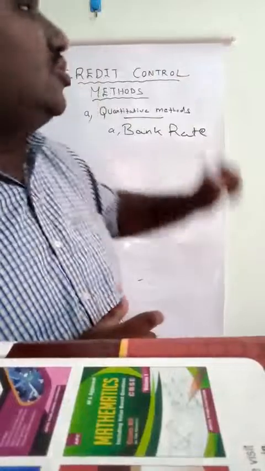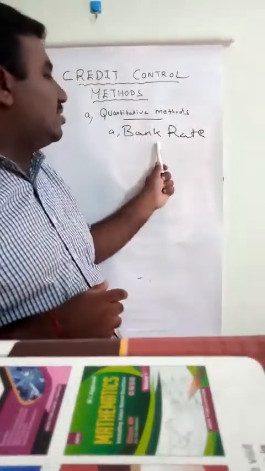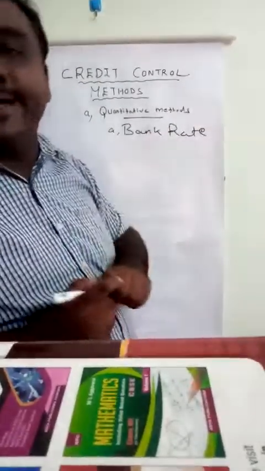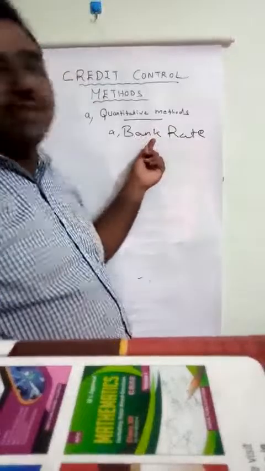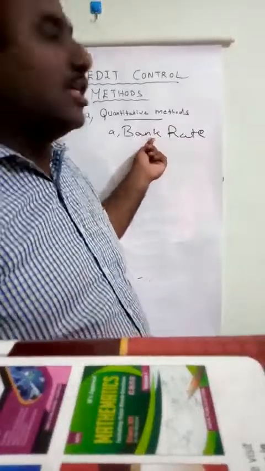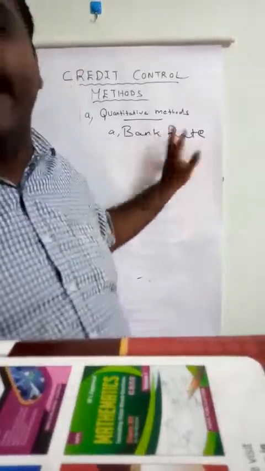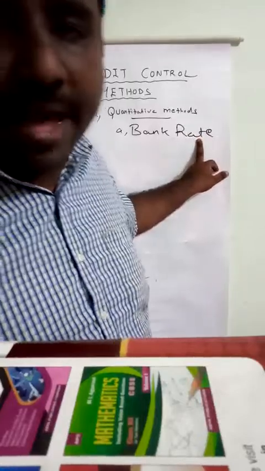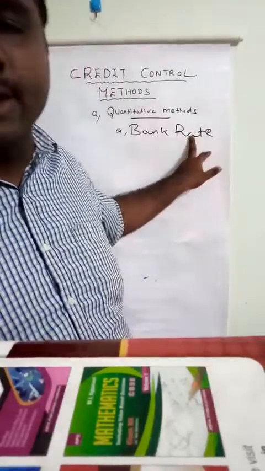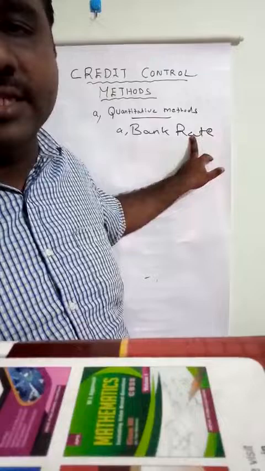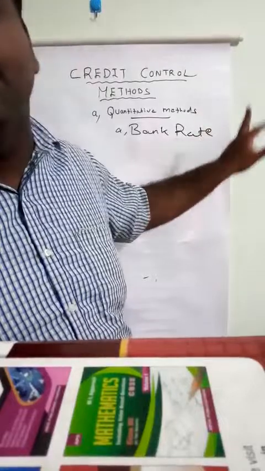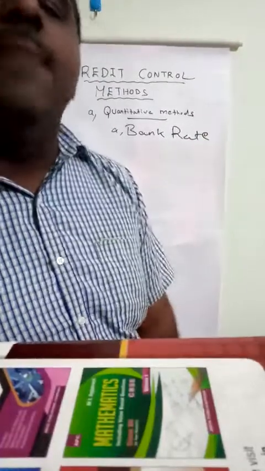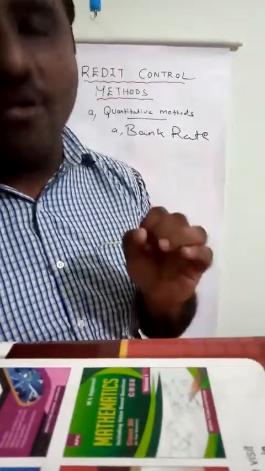In the quantitative method, the first one we are going to discuss is the bank rate. First of all we must know what bank rate is. Bank rate is the rate at which the central bank lends money to the commercial bank. So that is the definition of bank rate.